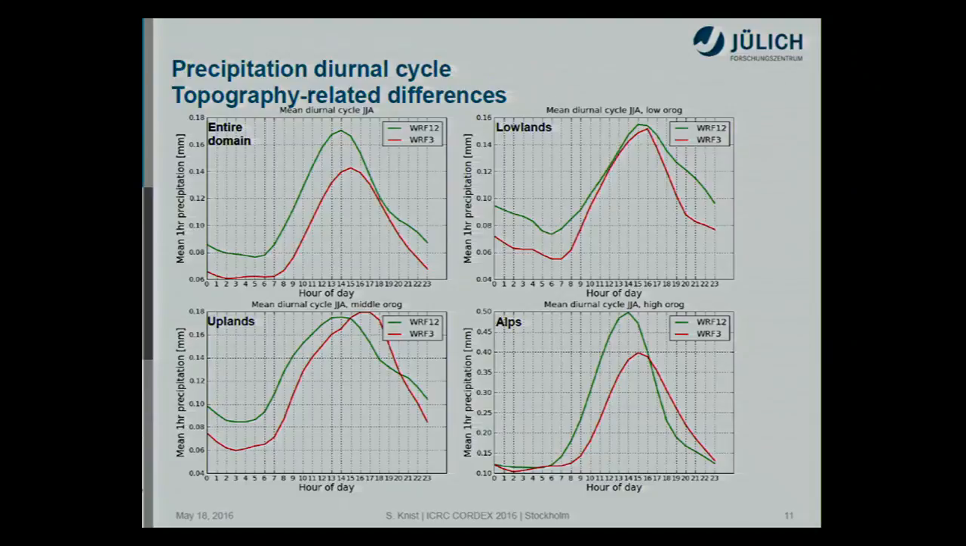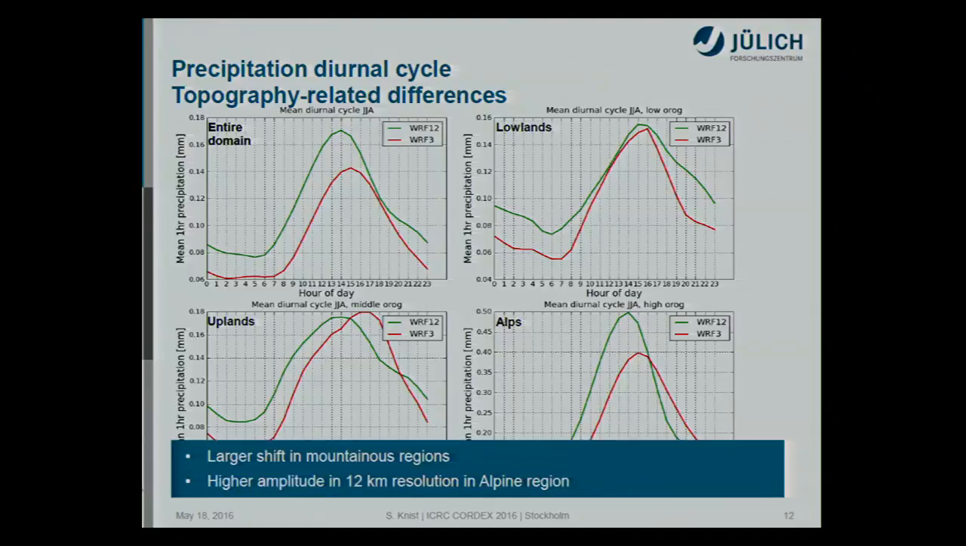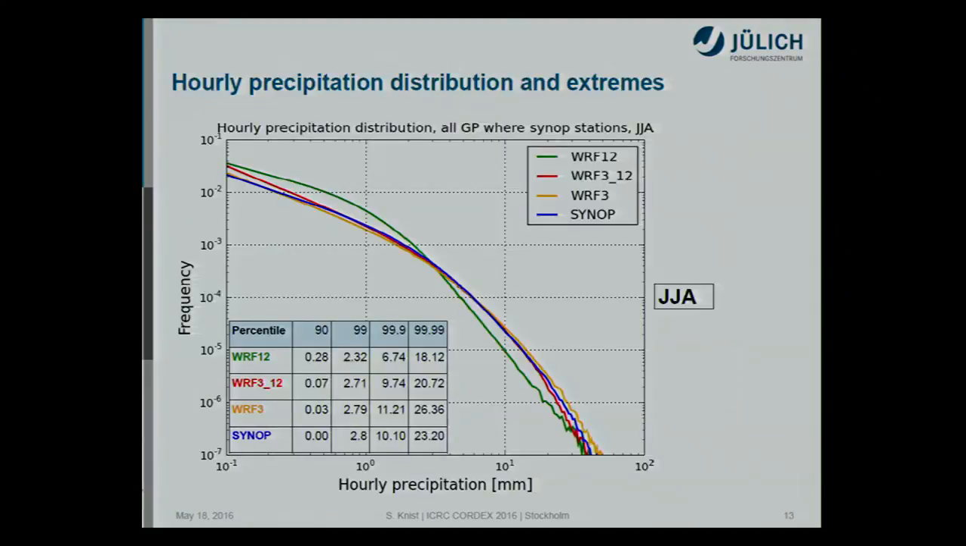For flat terrain, the differences are not so large. But when you look at mountainous regions, such as the Alpine domain, both the shift in timing of the maximum, as well as the amplitude, the differences are larger. So much for that. And looking at the daily precipitation statistics, so here the hourly precipitation intensities, that's the case where you can see the added value most clearly.